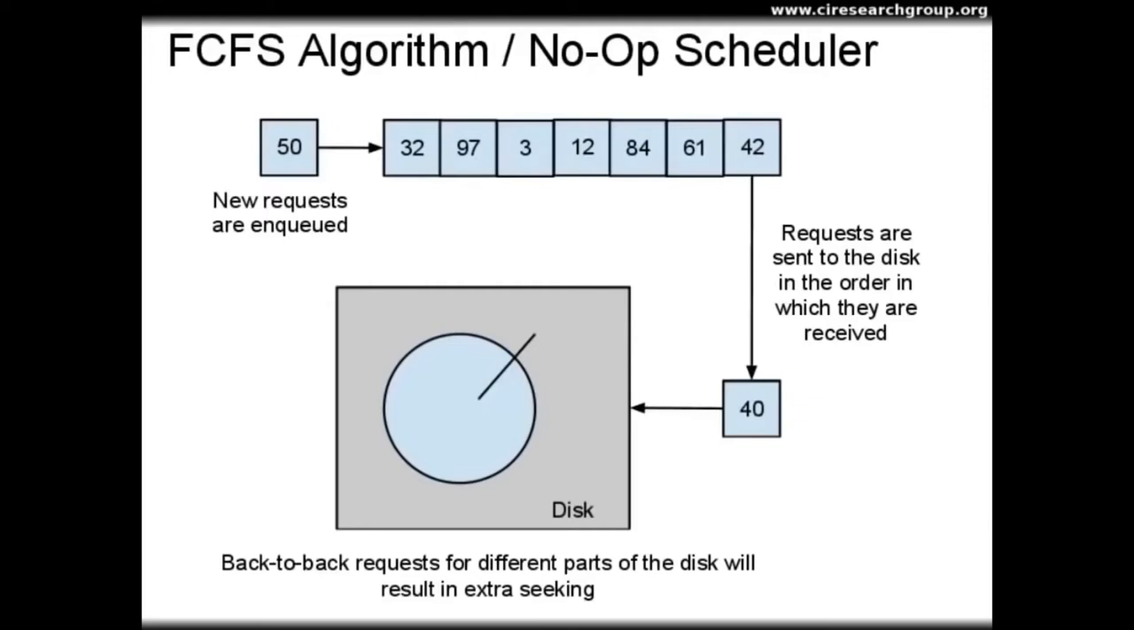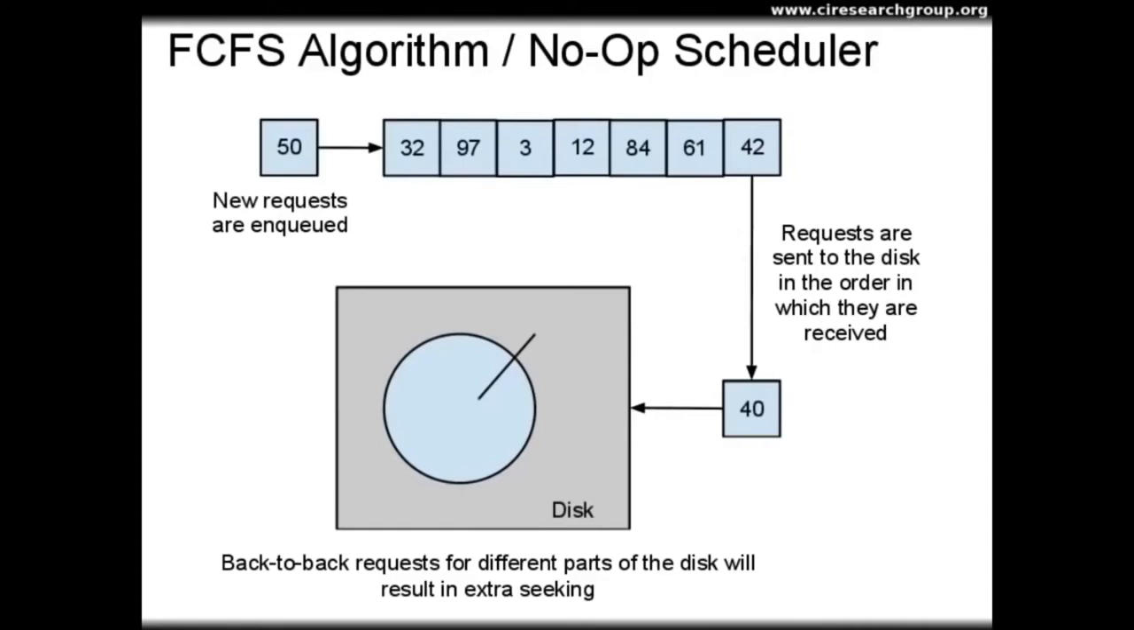The simplest scheduling algorithm would be the first come, first serve algorithm, which is implemented in Linux as a no-op scheduler. This algorithm is extremely straightforward. It simply consists of a FIFO queue into which new requests are added. The requests are removed from the queue in order, one by one, and these requests are sent to the disk for processing. Now, there's no reordering of the queue. This is a first-come, first-serve ordering.